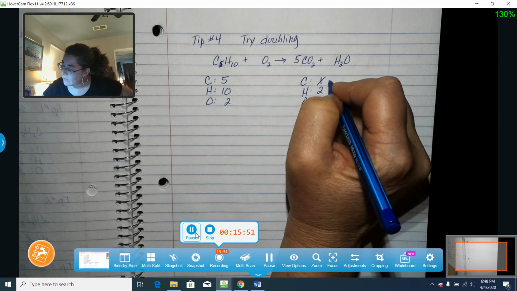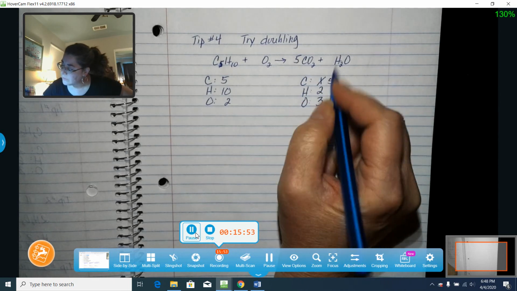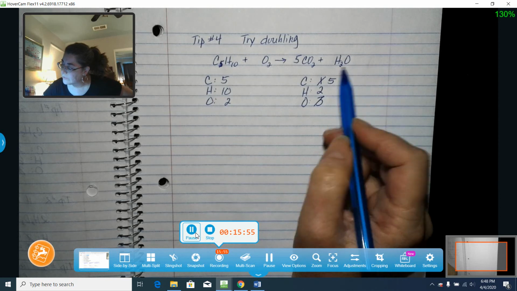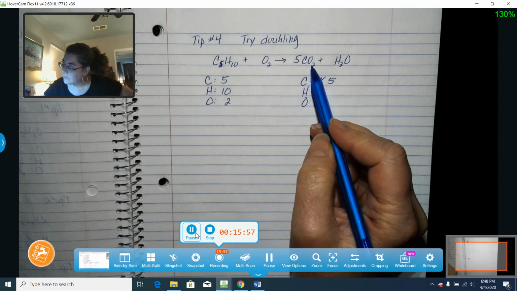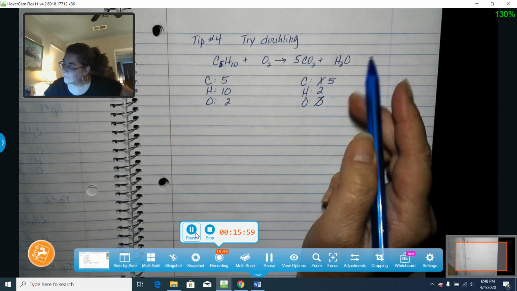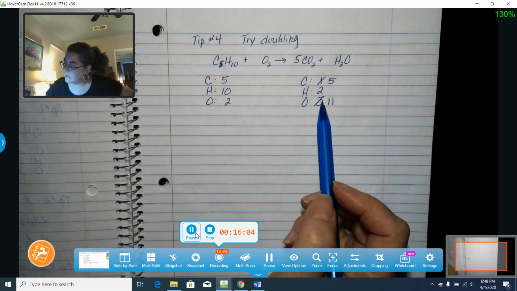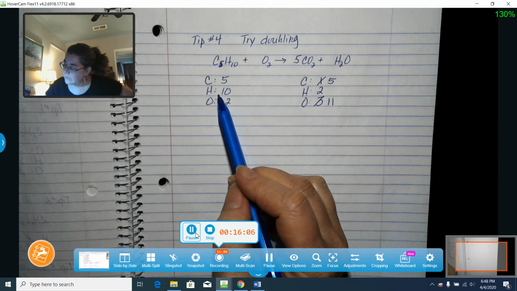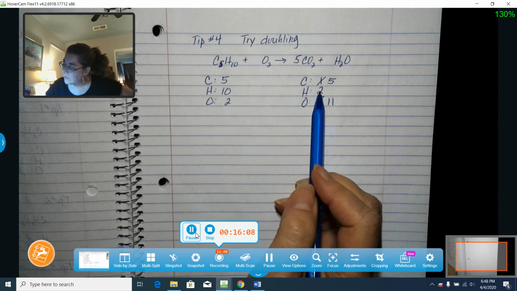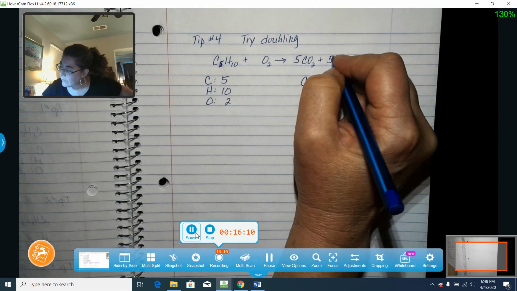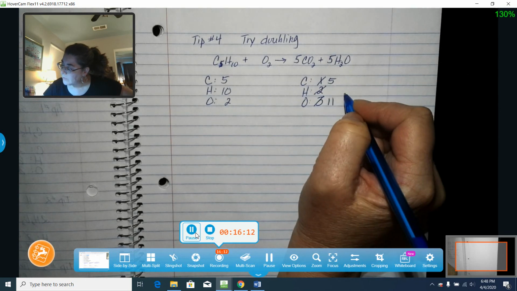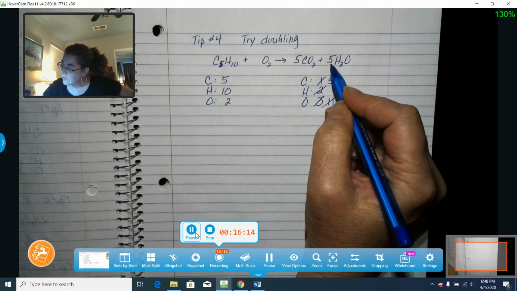That changes my carbon count, and it also changes my oxygen count. So how many oxygens do I have? I have 5 times 2, that's 10, plus 1 more, that's 11. Okay, 11 oxygens total represented there. Okay, next, hydrogens. I have 10 on this side. I need 10 on this side, so I'm going to put a 5 here, which is going to change my hydrogens and my oxygens.